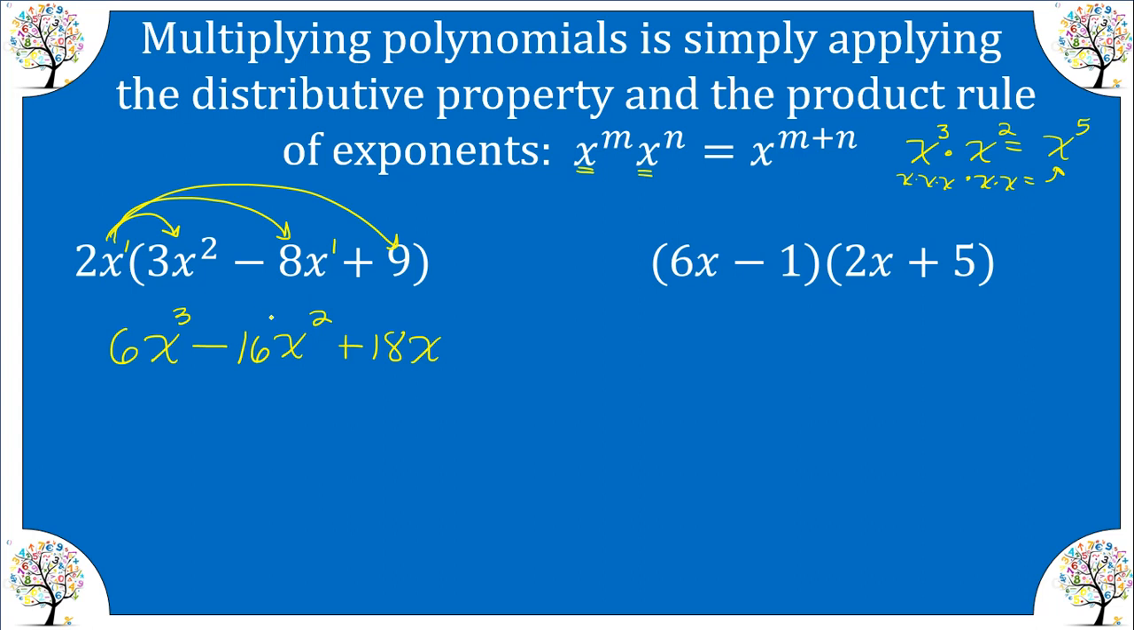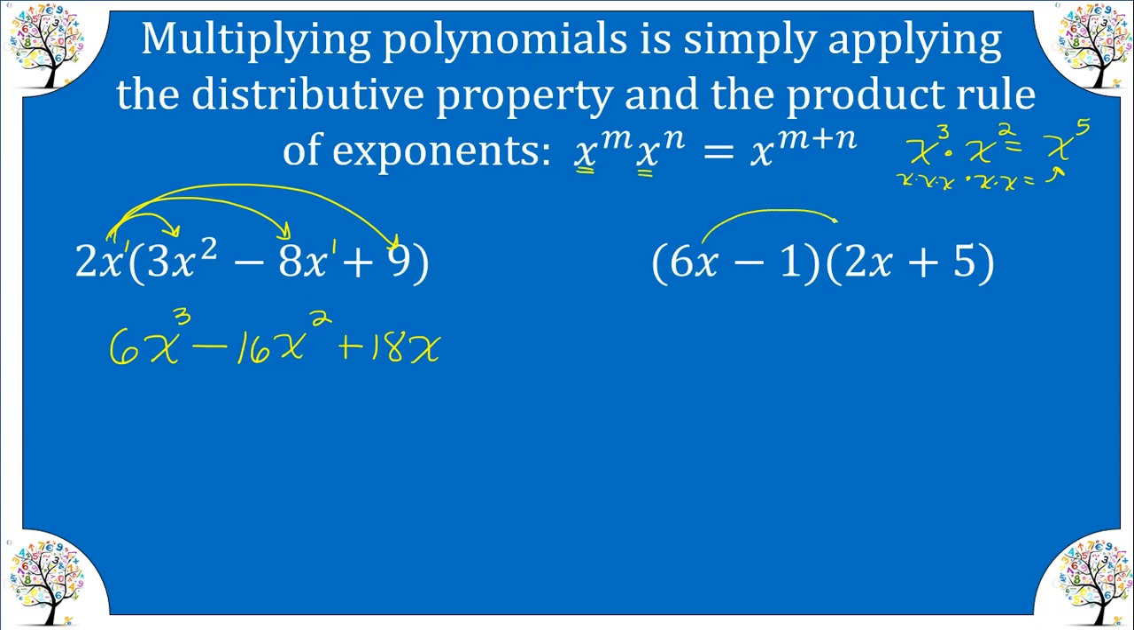Okay, now let's take a look when we have a binomial times a binomial. So every term is going to be multiplied by the other term. So we will first start out distributing the 6x to the 2x and then the 5, and then we will distribute the -1 to the 2x and the 5. And then we'll see if we need to combine like terms.